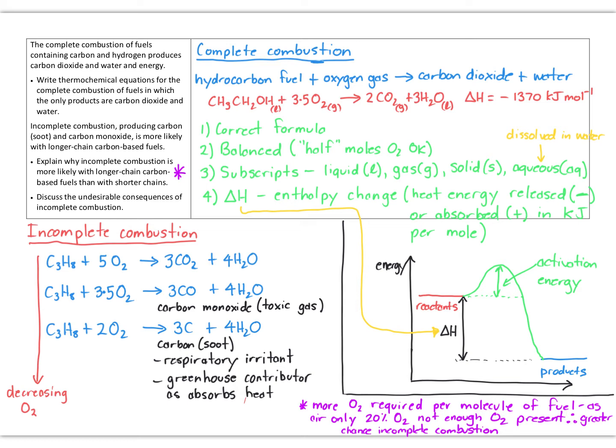So the first thing we need to do is put in all the correct formulas for whatever our fuel is: oxygen gas, which is O2, carbon dioxide, CO2, and water, H2O. Should be fairly straightforward. We then need to balance the equation, and half moles of O2 are okay. Normally we don't have halves in our stoichiometric numbers in front of things, but in this case we're allowed to have halves in front of oxygen, and I think the reason for that will become evident in a sec.